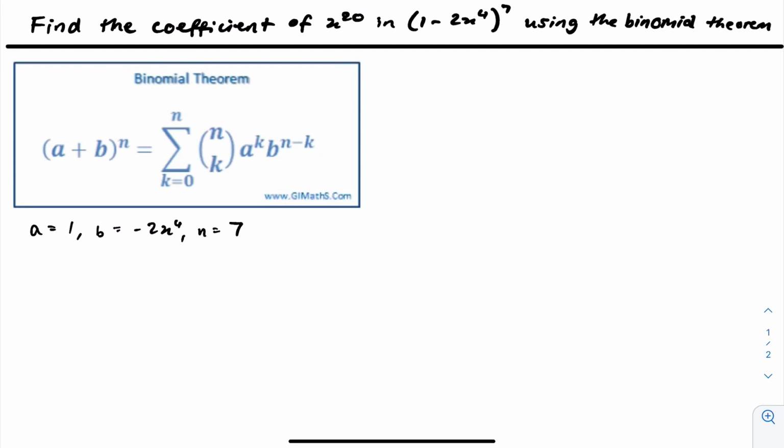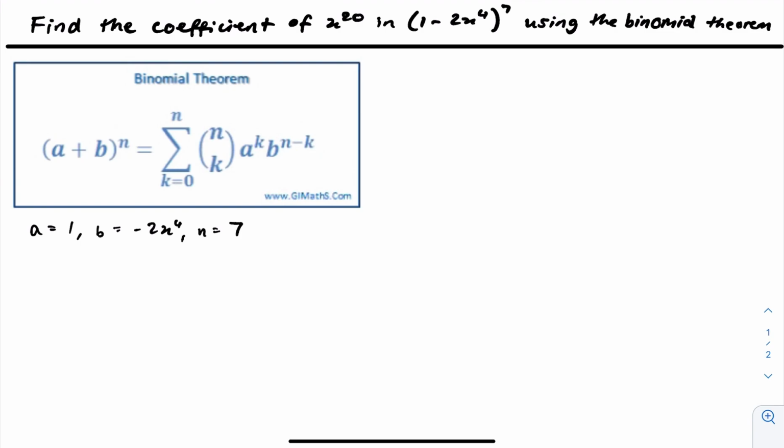We can do that by determining which value of k will give the x to the power of 20 term. So the first thing we want to do is find our k. We're not going to go from k equals 0 to k equals n, we're just going to go straight to that term. What we have to notice is that our b is the only place where we have an x term. We have x to the power of 4 in our b. And we want to find x to the power of 20, which is not going to happen with a equals 1 because that does not contain x in it.